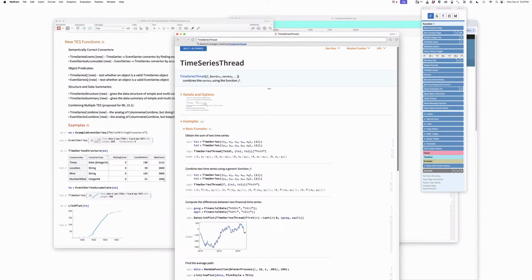about time series thread. I will remember to remind you, Stephen. Okay. All right.